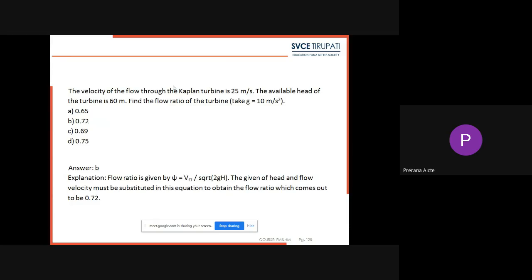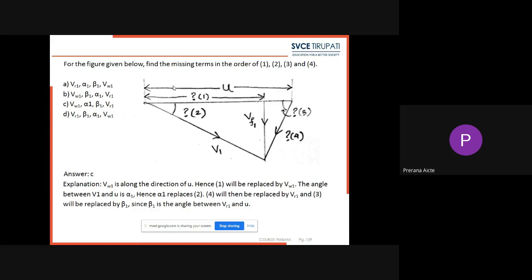So substituting the Vf1 value, g value and h value, we get the flow ratio psi as 0.72. And the next problem, for the figure given below, find the missing terms in the order of 1, 2, 3 and 4.